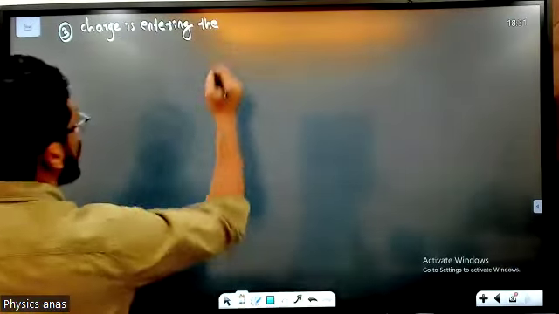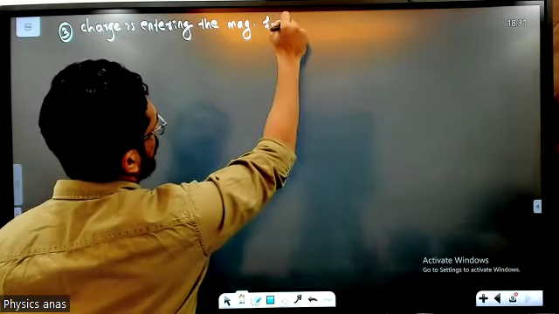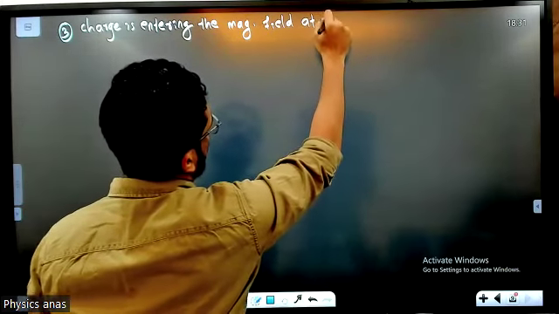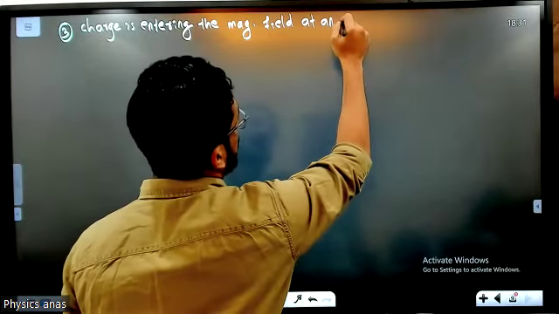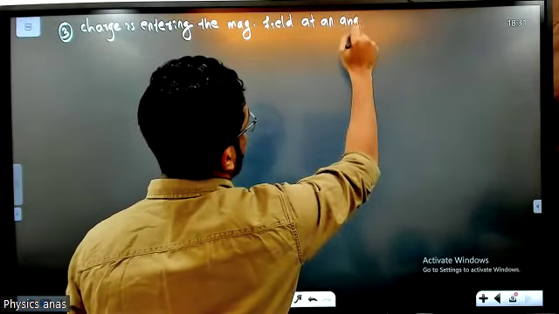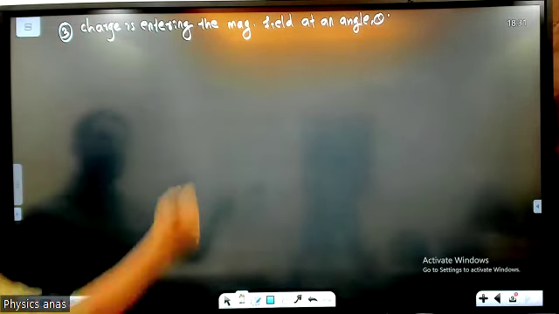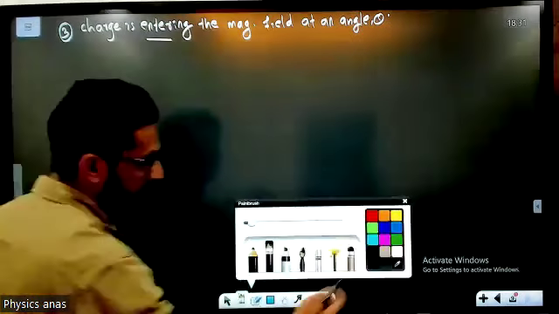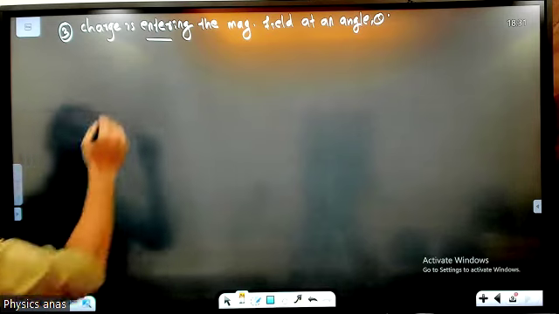The charge is entering the magnetic field at an angle theta. Okay, this is very interesting. Let me tell you what will happen here.